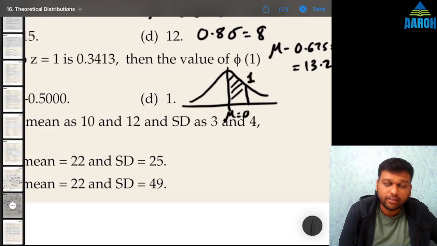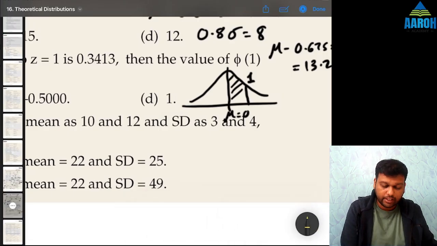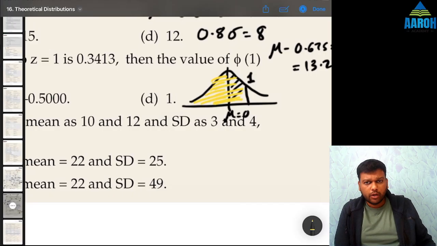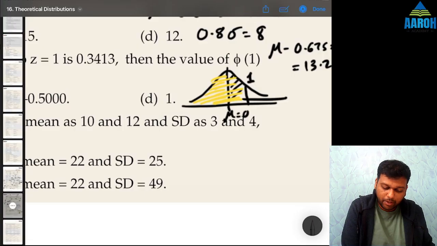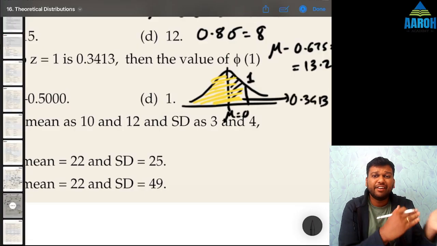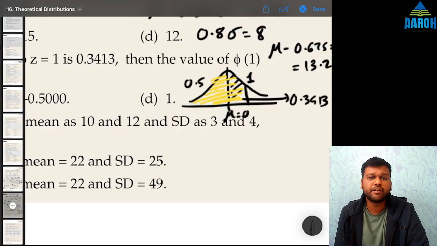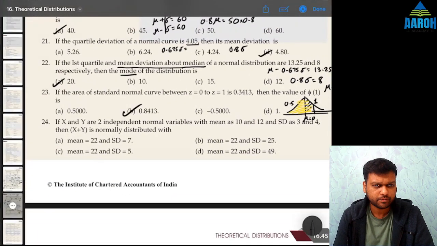Okay, we know this is 1. So probability of everything which is less than 1 means what? Can I say this probability plus this probability additionally? So in short, this entire part. Now we know that this part they have already given us 0.3413. But we know left side part is exactly half, that is 0.5. So 0.5 plus 0.3413, that is 0.8413. Option B will be the correct answer.